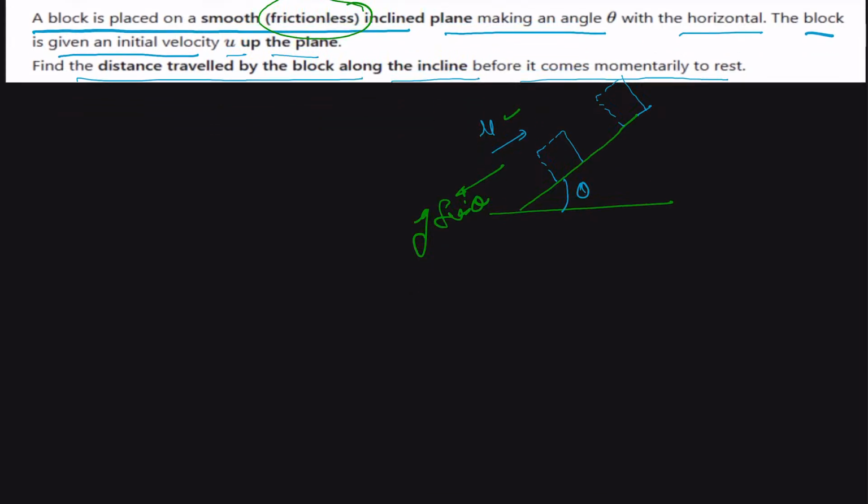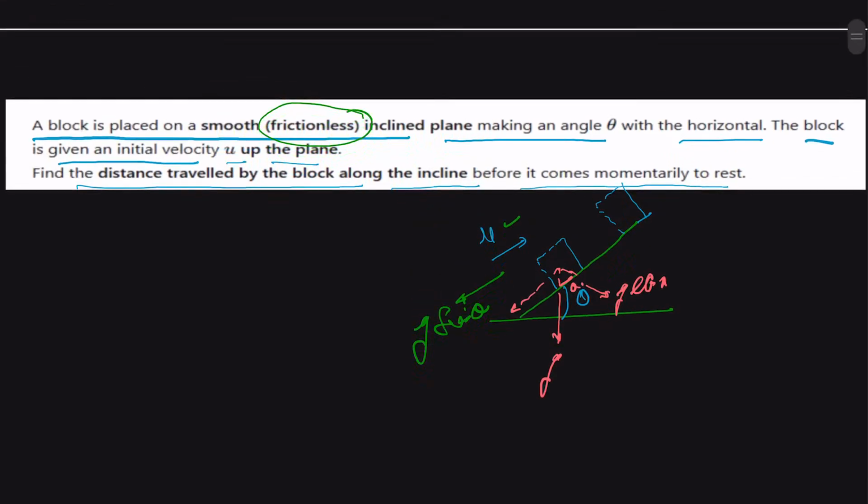Okay, and we can just draw it also. So this is our g actually, and we can divide this into two components. This will be our g cos of theta, and this will be our g sine of theta, and this angle is theta.